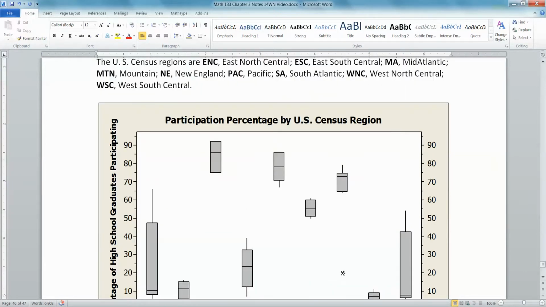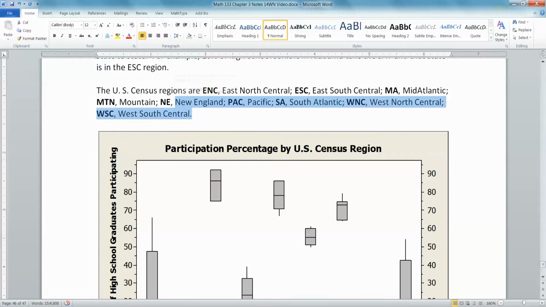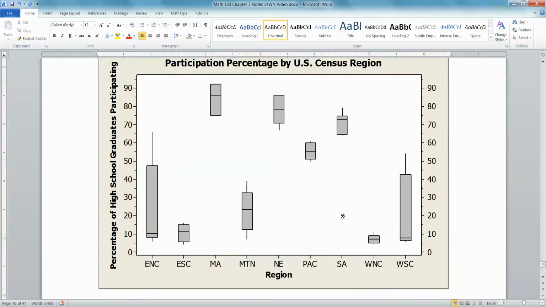So I have all the different regions here. These are the U.S. Census regions: East North Central, East South Central, Mid-Atlantic, Mountain, New England, Pacific, South Atlantic, West North Central, and West South Central. Ooh, so many of them. But those are the U.S. Census regions. So here they are, and you can see the participation in the SATs from state to state.